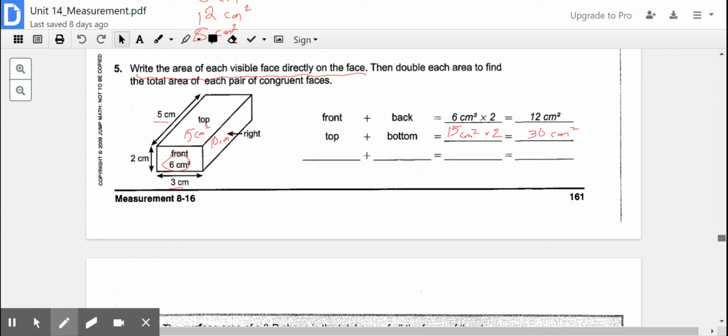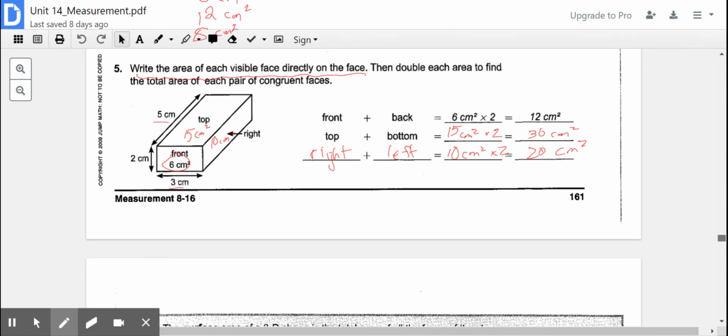And we are left with the right and the left. And they were 10 centimeters squared, and there's 2 of them. That's 20 centimeters squared for those ones there.